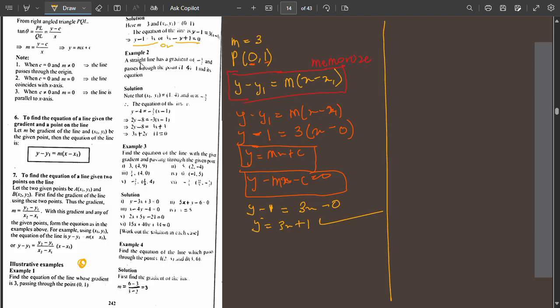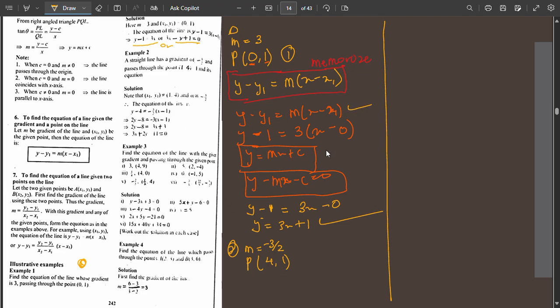Now let's go to the next one. Example 2. A straight line has a gradient of minus 3 over 2 and passes through the point (4, 1). We've been given these two, so we use this formula again.